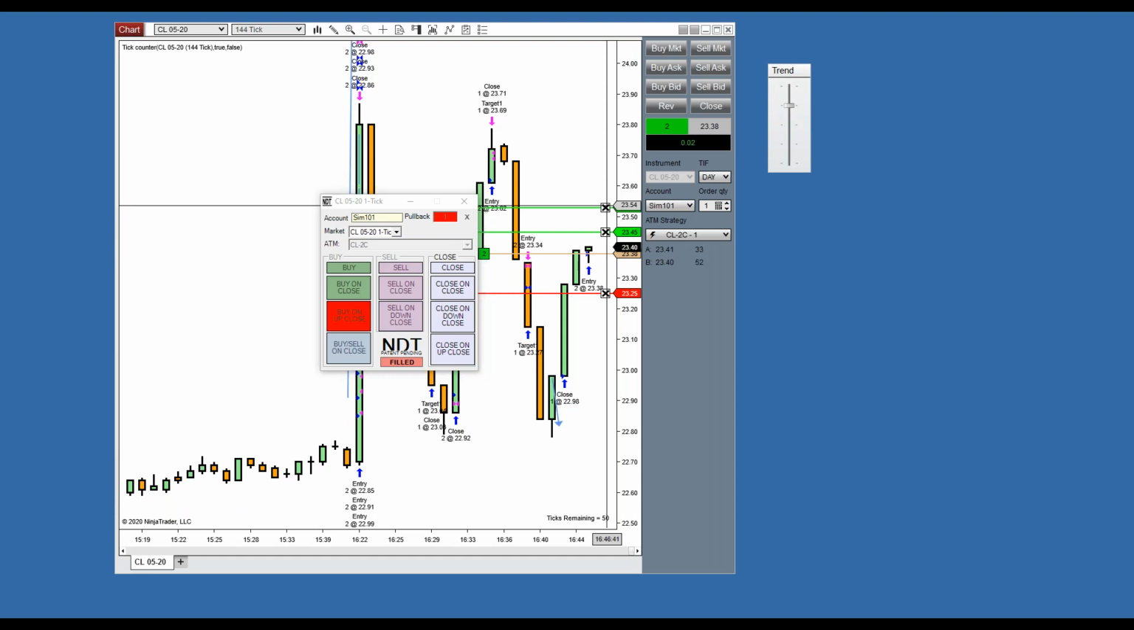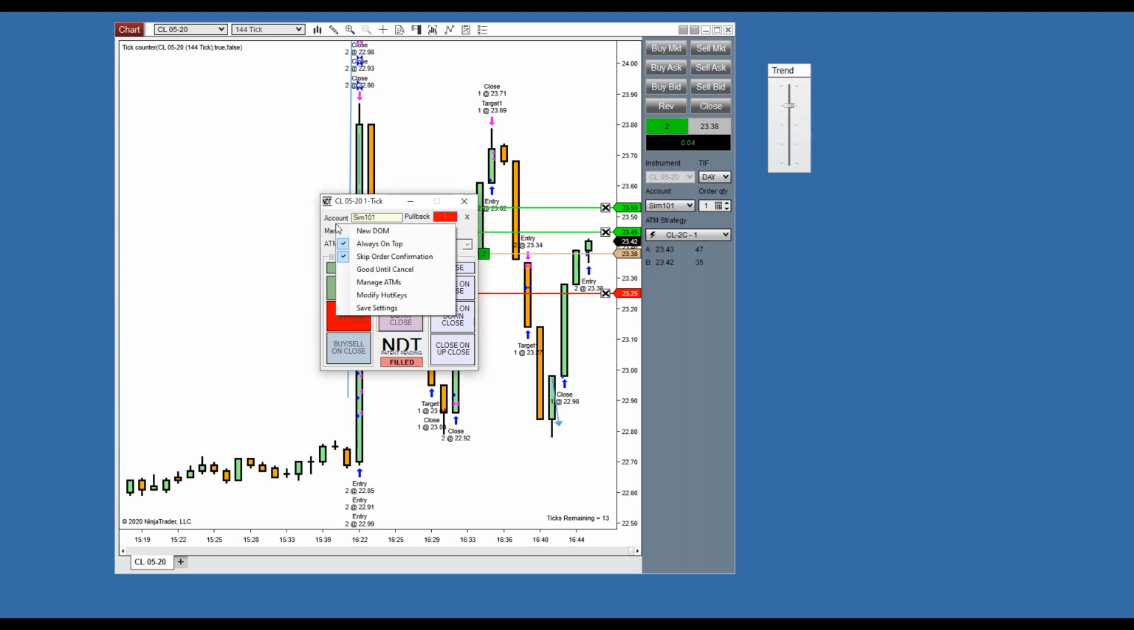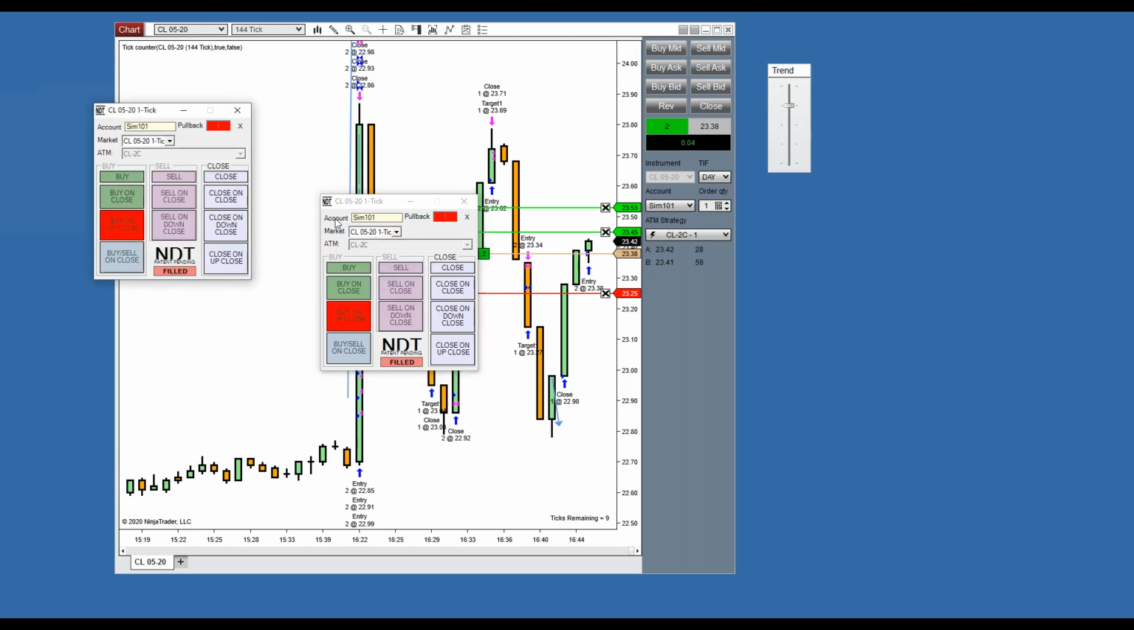Now I'm trying to think if there's anything that I forgot. And there's always something that I forgot. But otherwise, it's pretty self-explanatory. Now I just have crude here. You can dial in 5 different instruments or 6 different instruments, or you can always add a new dome.